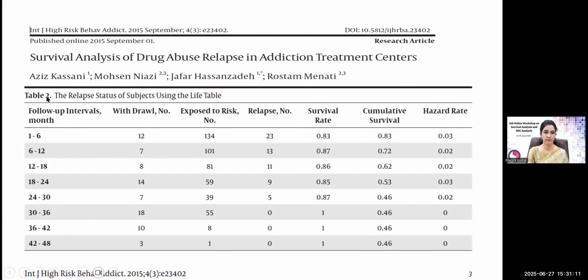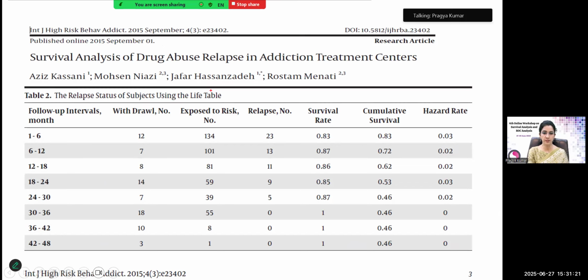This is the table which I have taken from that article itself. This is another article. I'm just showing you an example of a life table. So they have done the survival analysis using a life table. You can see the relapse of subjects using the life table. This is the 1 to 6 month follow-up period, this is 6 to 12, 12 to 18. They have followed them up for 48 months, that means for 4 years.